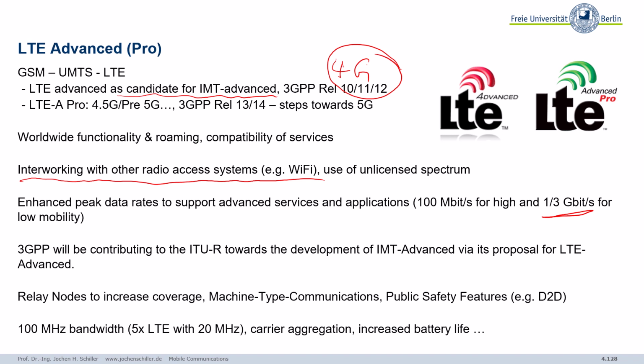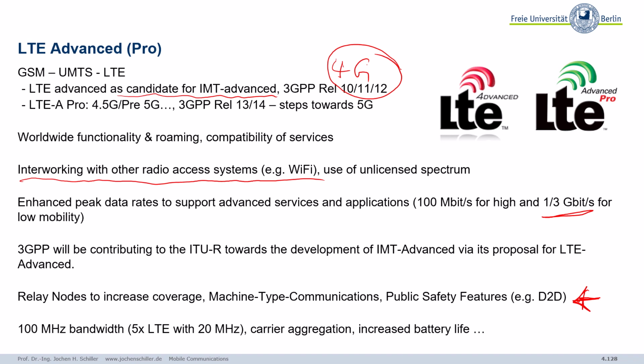So that's the idea. What else is new? That's not only the proposal for LTE Advanced, that's really something new in it. Increased coverage, relay nodes. That's something new. So you can relay your data to increase the coverage. That's important for rural areas, the countryside. So you can increase virtually the cell radius by creating new cells.